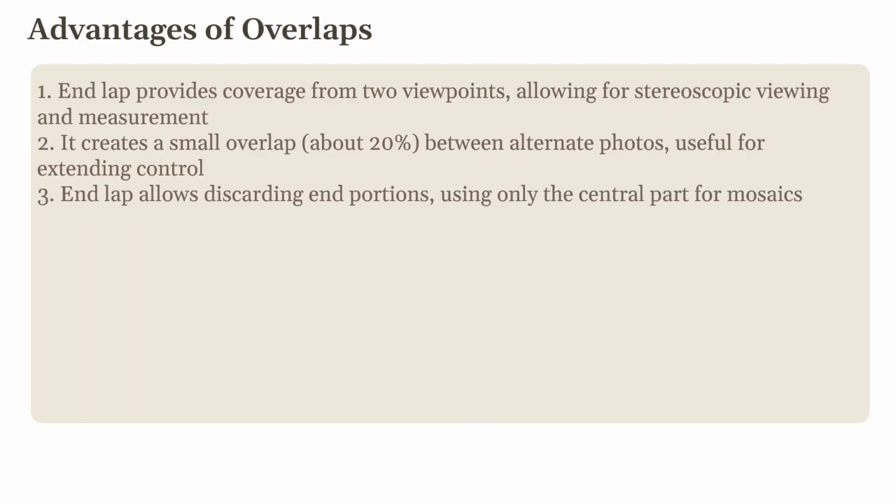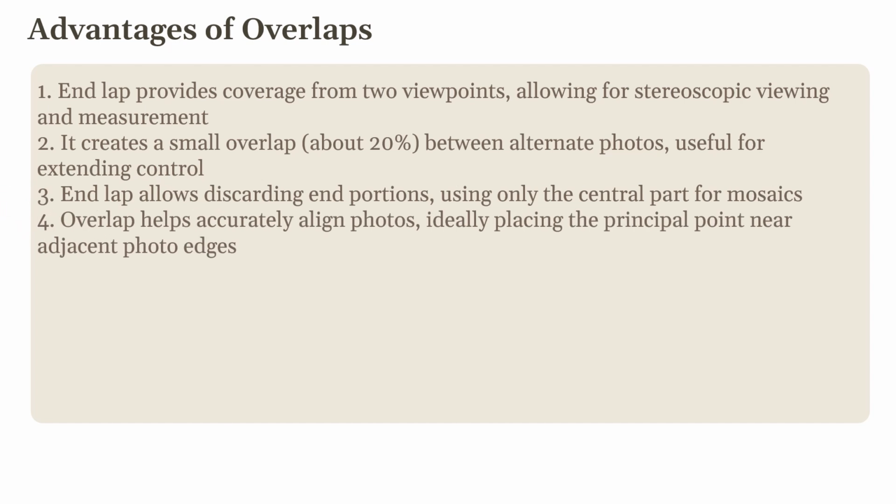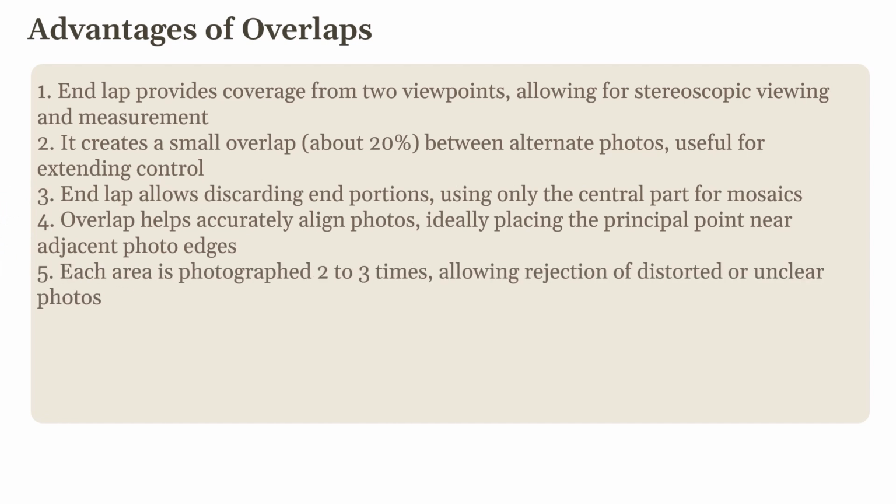Third, better mosaic. Thanks to the end lap, we can discard the end portion and use only the central portion of the photograph when constructing a mosaic. Fourth, accurate tying of photos. Overlap helps in accurately tying different photographs together. Then fifth, redundancy for quality. With overlap, each part of the terrain is photographed 2 to 3 times. If a photograph is distorted by excessive tilt or cloud shadows, it can be discarded without affecting overall accuracy.